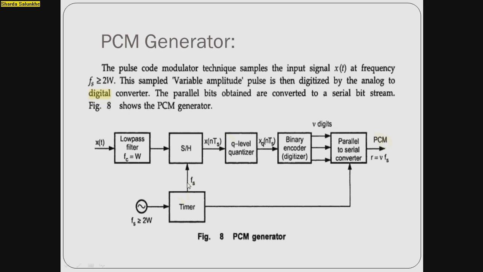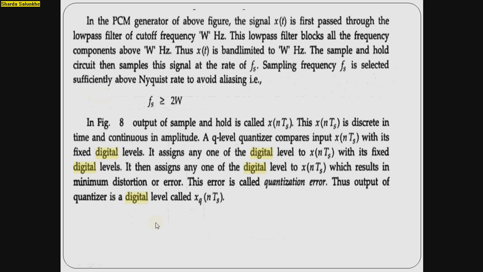So you will get here the PCM. The same sampling frequency is applied to the sample and hold circuit and to the parallel to serial conversion. Here an oscillator is used which has the oscillating frequency fs greater than or equal to twice the 2W. So this is the PCM generator.